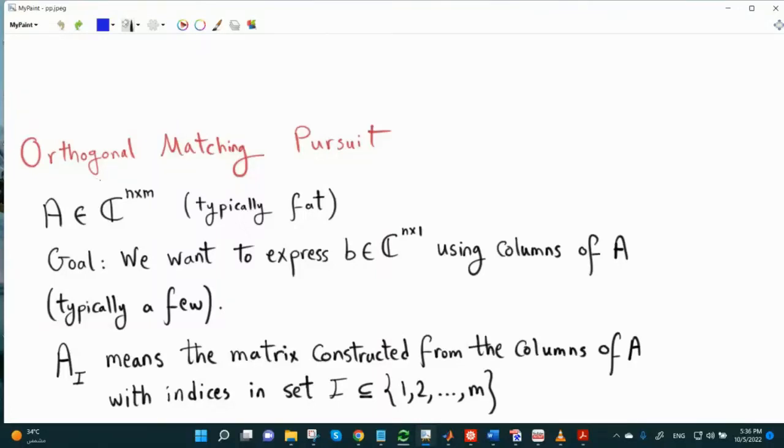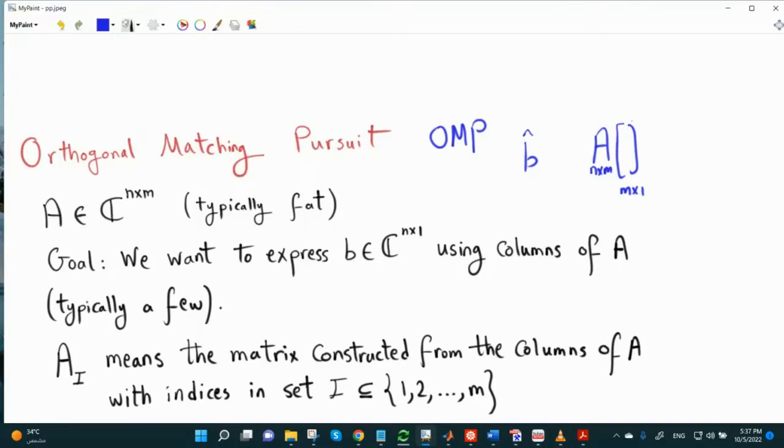I will talk about the orthogonal matching pursuit algorithm. So here we have a matrix A, n by m. Typically it has many columns, and we have a vector B, and we want an approximation of B that is in the range or column space of A. So we want an approximation of B that is A times a vector of dimension m by 1. This is n by m.